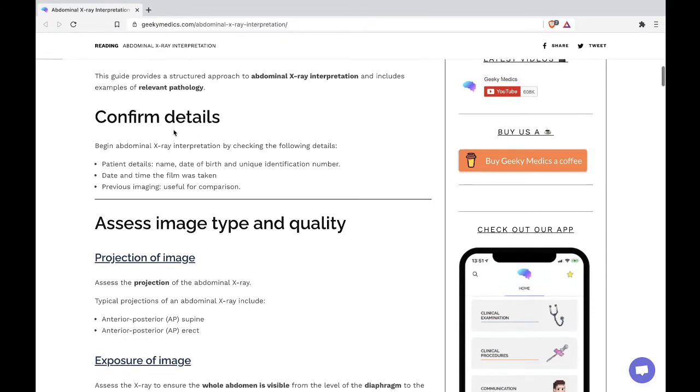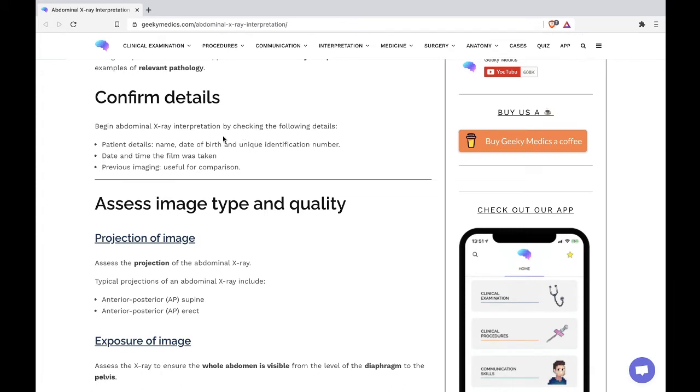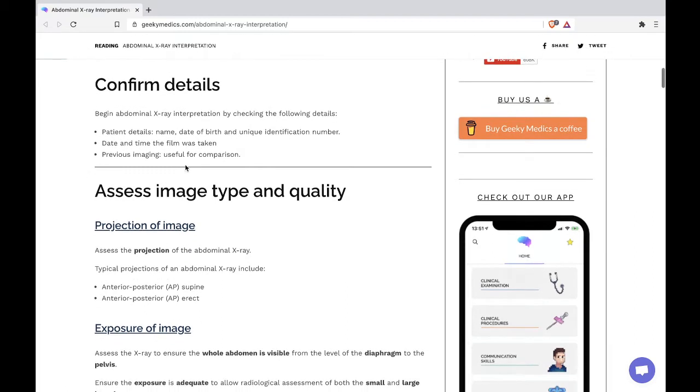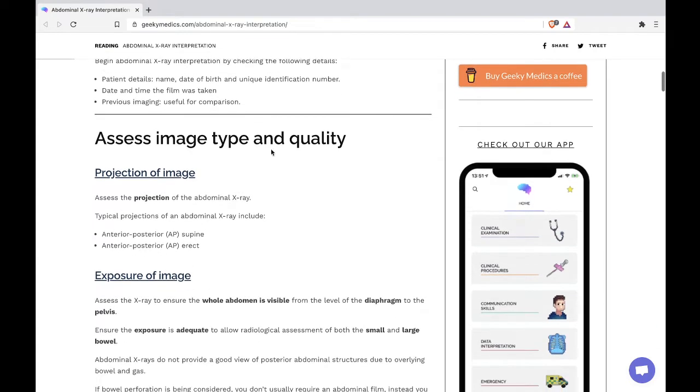So first you want to confirm the details. Is this the correct X-ray or not? Begin abdominal X-ray interpretation by checking the following details. Patient details: name, date of birth, and unique identification number; date and time the film was taken; and previous imaging useful for comparison.